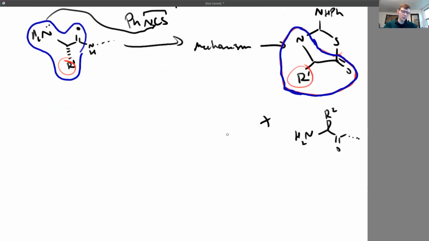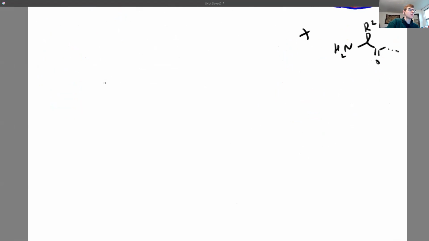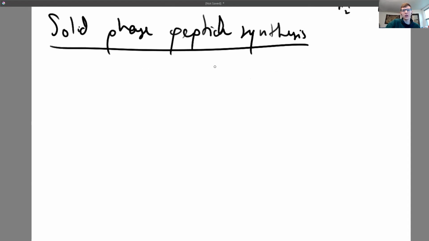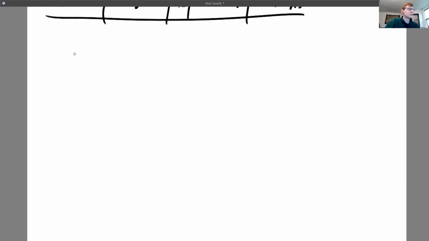And then there's one more thing, which is what is called solid phase peptide synthesis. Here what you do is you make this special resin called Merrifield resin. My Orgo 2 professor always talked about Merrifield resin because I think he was buddies with Merrifield, so he always talked about this thing.